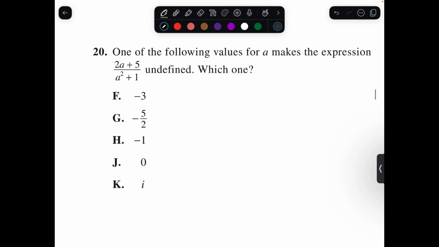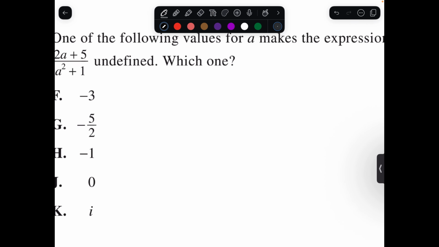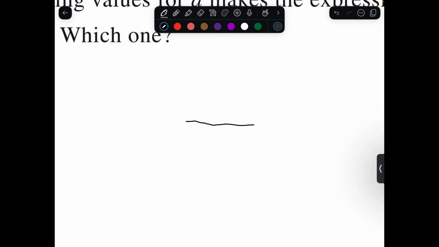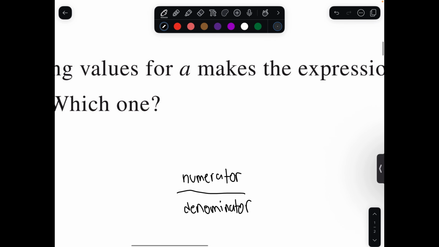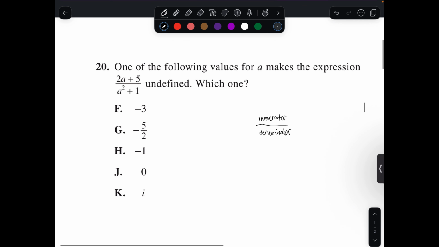Question 20 says, one of the following values for a makes the expression 2a plus 5 over a squared plus 1 undefined. Which one? So for this problem, the thing to realize here is that we have a fraction, right? Numerator, denominator. So if you want the fraction 2a plus 5 over a squared plus 1 to be undefined.